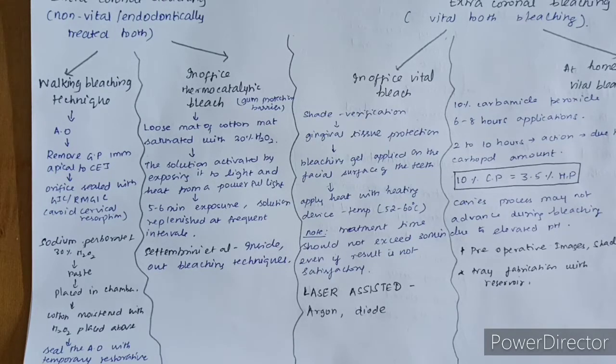We will mix sodium perborate and hydrogen peroxide, make it into a paste, and place it in the chamber. Usually the maximum effect we can see is within 24 hours. So the patient can be recalled after 3 to 7 days, and depending upon the reduction of color, we can advise a second appointment and plan accordingly.